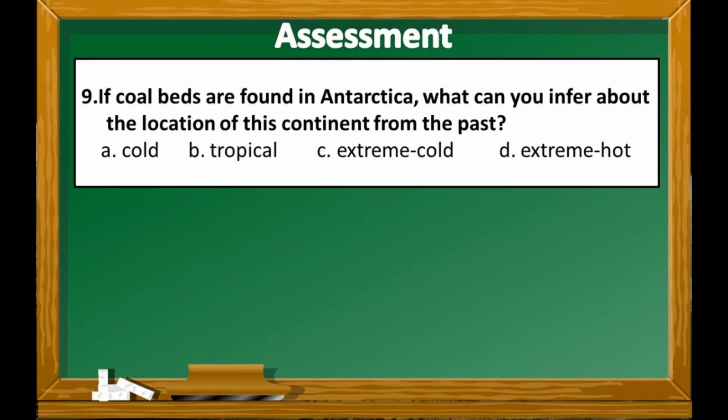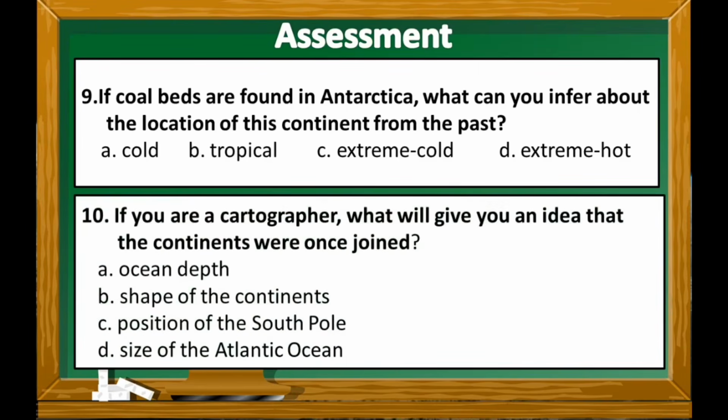9. If coal beds are found in Antarctica, what can you infer about the location of this continent from the past? A. Cold, B. Tropical, C. Extreme cold, D. Extreme hot. And lastly, number 10. If you are a cartographer, what will give you an idea that the continents were once joined? A. Ocean depth, B. Shape of the continents, C. Position of the South Pole, D. Size of the Atlantic Ocean.